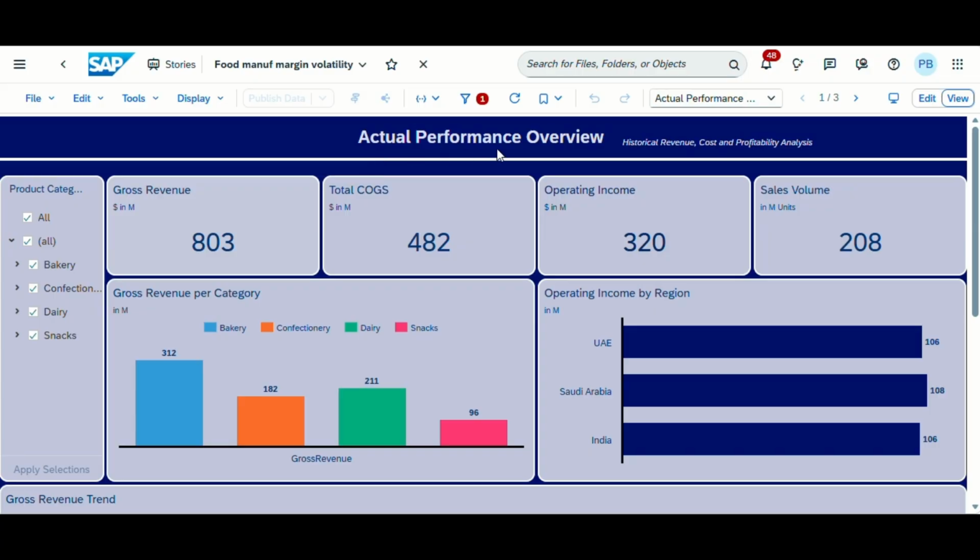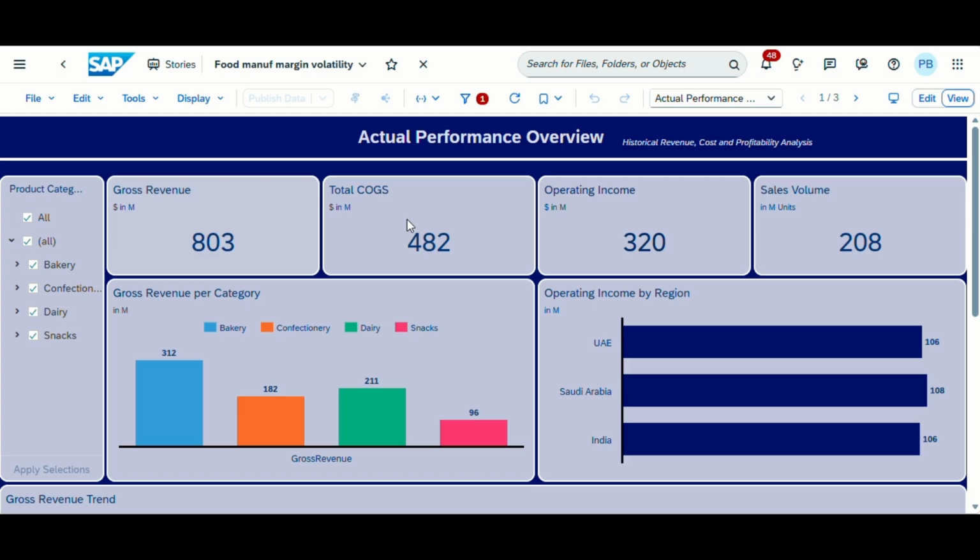Let's begin with the actual performance overview. Gross revenue. The gross revenue KPI shows the organization's total revenue generated across all product categories. The company has generated $803 million in revenue, providing leadership with an immediate view of overall business performance and market growth.